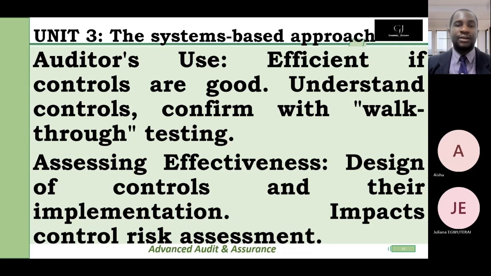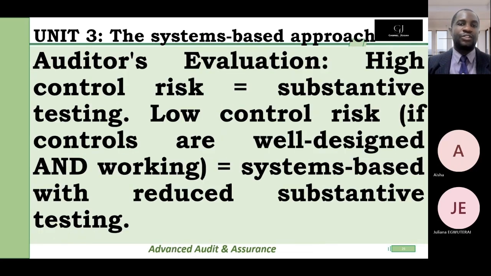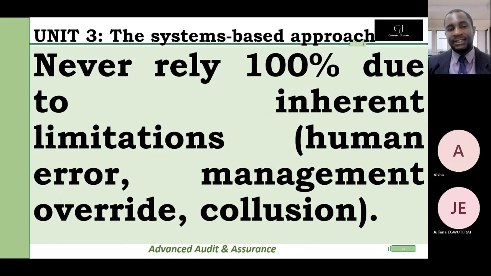So understand the controls as an auditor, confirm with your walkthrough test, ask management to walk you through so that you understand the design and its effectiveness. Also, we need to assess as auditors the effectiveness of the design of those controls and how they work and how it impacts the overall control environment. So as auditors, we evaluate high control risk by substantively testing them. And also low control risk, if they are well designed and they are working, we reduce our substantive testing.